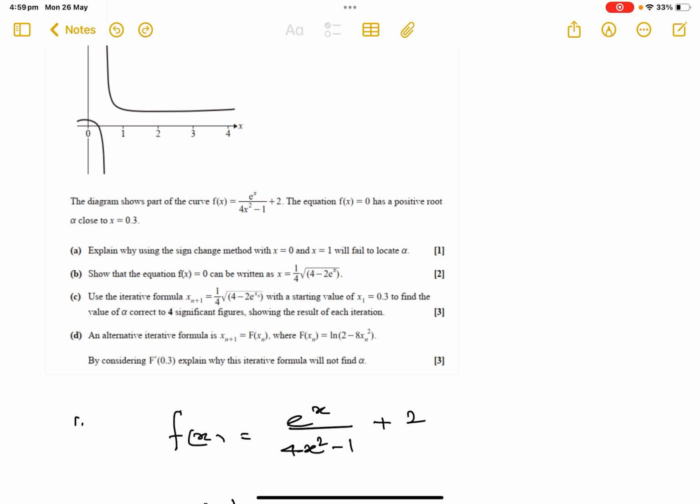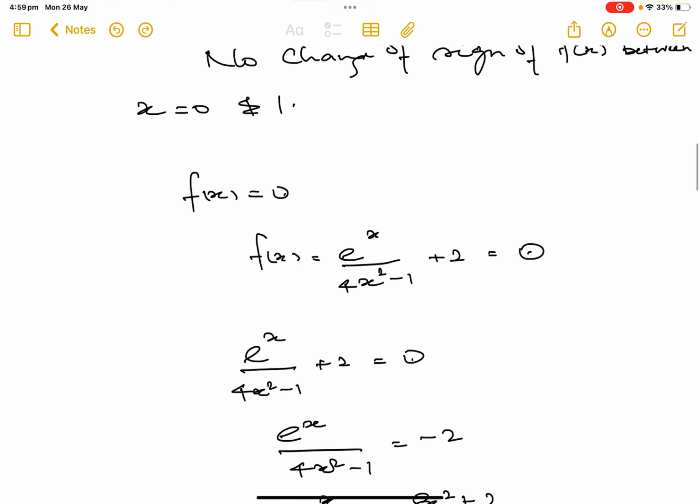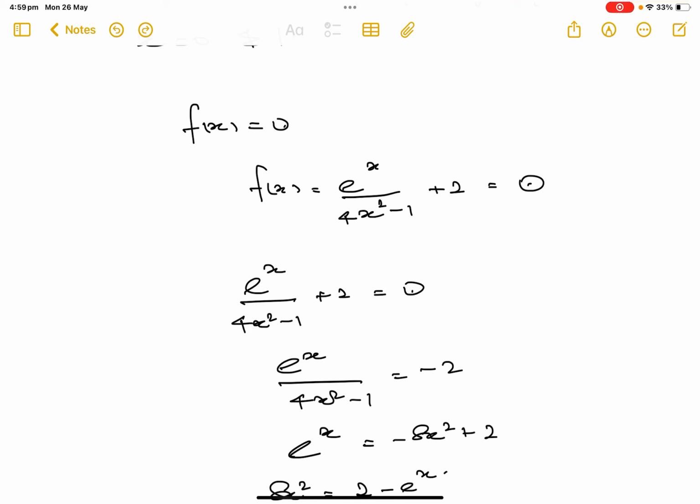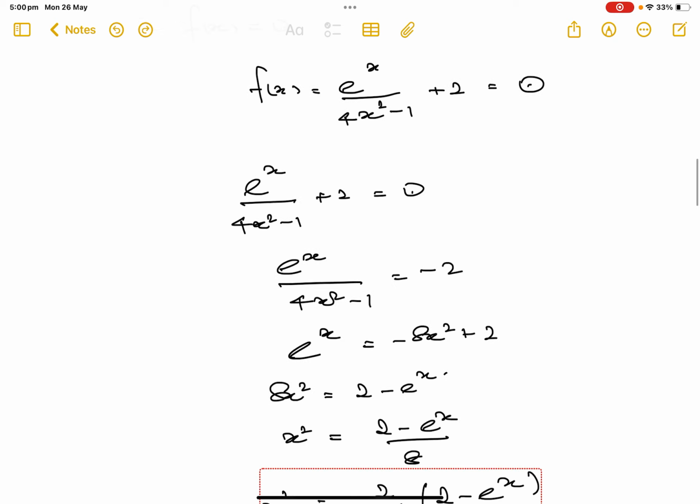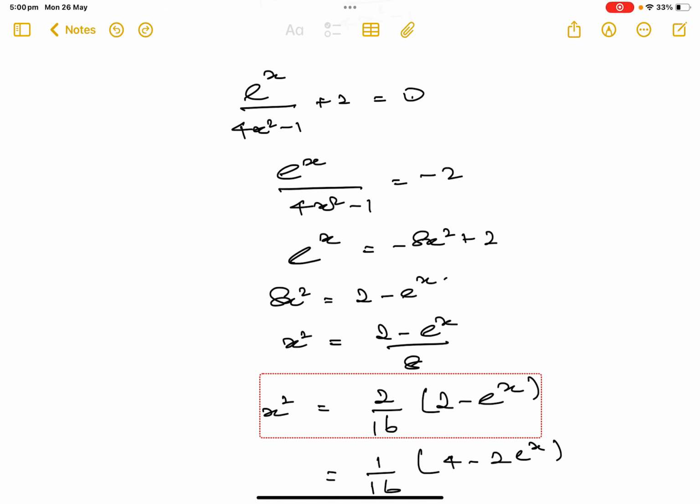Part B: the equation f(x) equals 0 can be written as that. f(x) is e to the power x divided by 4x squared minus 1, plus 2, equals 0 as the equation. So e to the power x over 4x squared minus 1 equal minus 2. Take the 2 to that side. From that, e to the power x equal 8x squared, by cross multiplication, minus 2.